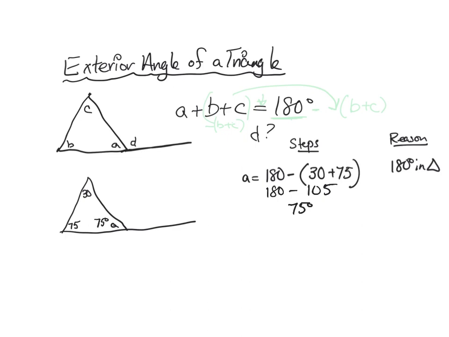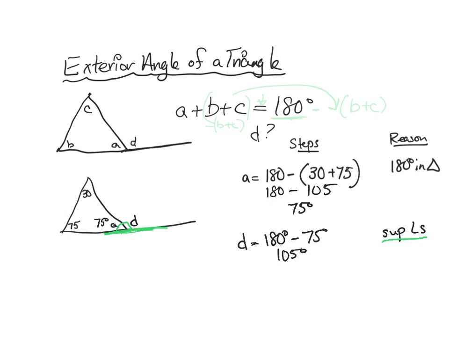But what if we were looking for D? D equals 180 degrees minus 75 degrees. Why? Supplementary angles. Okay, you can see that this here is straight, so these two angles together have to equal 180 degrees because of supplementary. So if we do this subtraction, then we see that 180 minus 75 is 105.